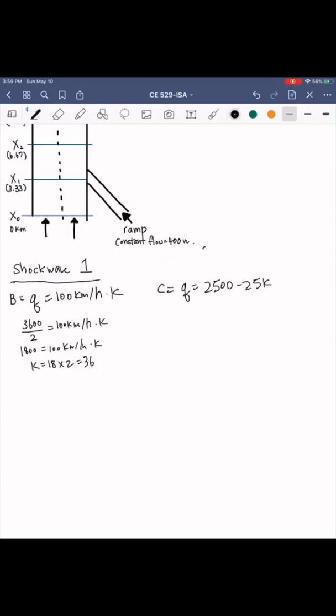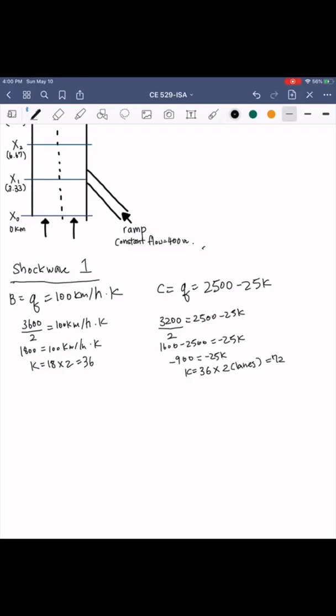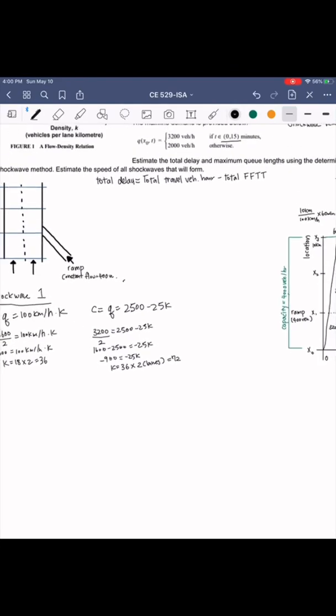Let's look at region C. Q is equal to the bottleneck capacity, or the discharging rate, which is 3200, and you also have to divide it by 2. So 1600 equals 2500 minus 25K. This is 1600 minus 2500 equals negative 25K, so negative 900 equals negative 25K. K equals 36, and multiplying by the number of lanes gives 72. So let's now plug it into the shockwave equation.